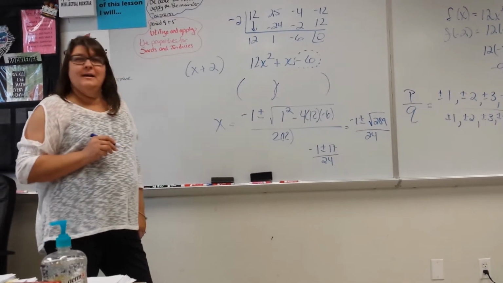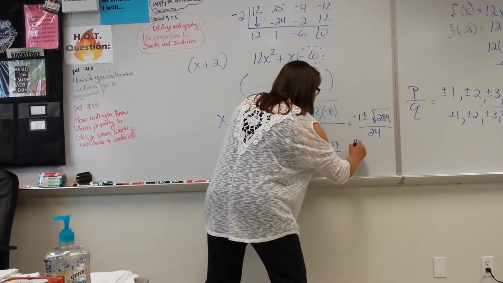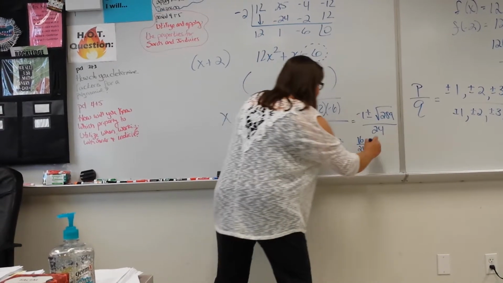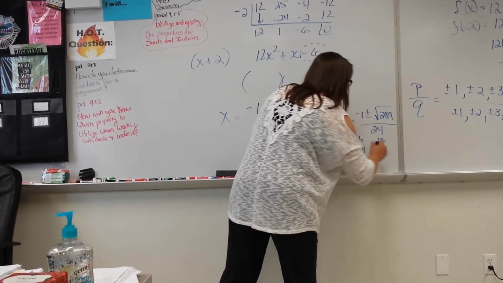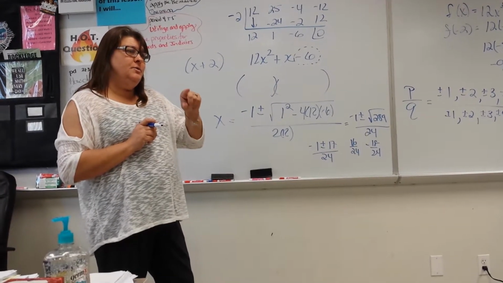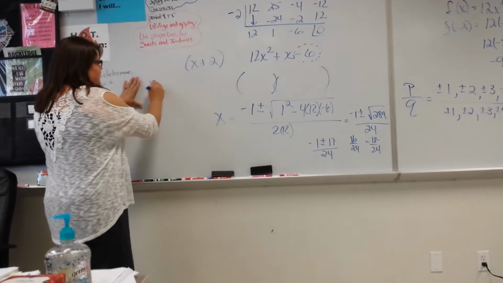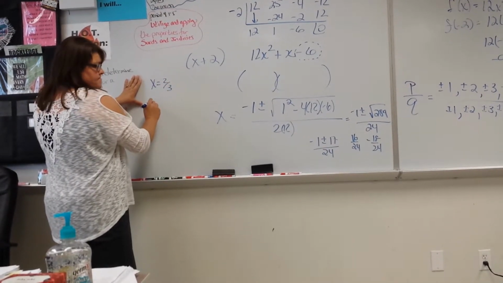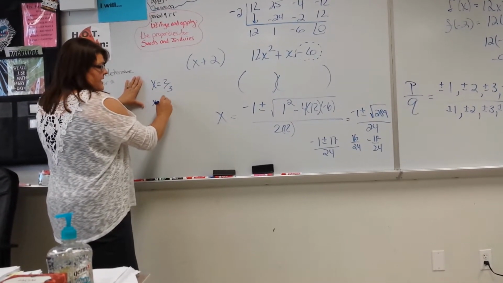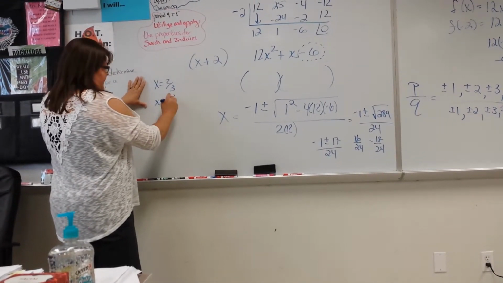So what do we got? We got negative 1 plus 17, which is 16 24ths, or negative 1 minus 17, which is negative 18 24ths. What does that reduce to? 16 over 24, 8 goes into both, so 2/3. So x equals 2/3, and x equals negative 3/4. How'd you do that? Divided by 6, right. Good.